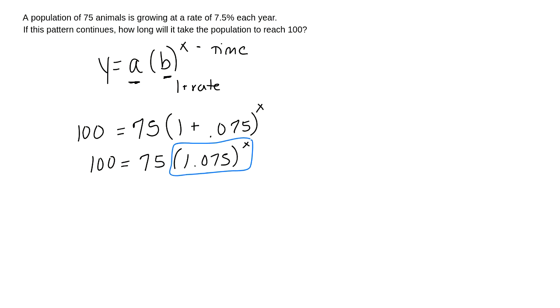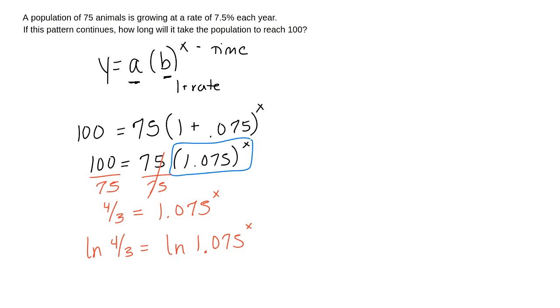So in this particular problem, to get that isolated, we would have to divide by the 75 out front to cancel that out. And rather than get a decimal here, I'm going to get a fraction so that we don't have any round off error. 100 over 75 reduces to 4 over 3 if we reduce that by 25. So I'm just going to leave that as 4/3. So here's our equation. Now we're ready to take the natural log of both sides. So we're going to take the natural log of 4/3 equals the natural log of 1.075 to the x power.